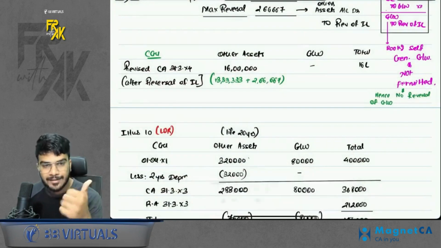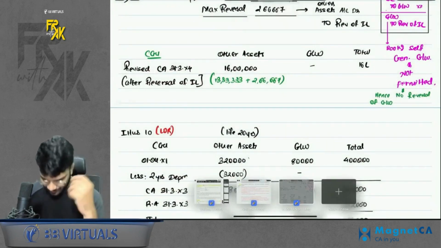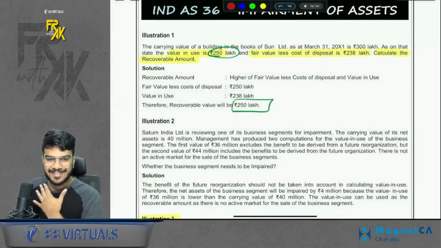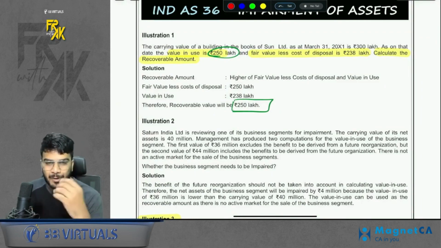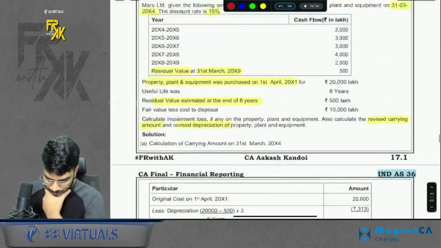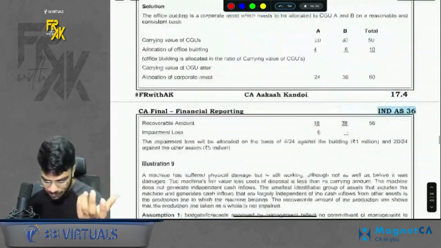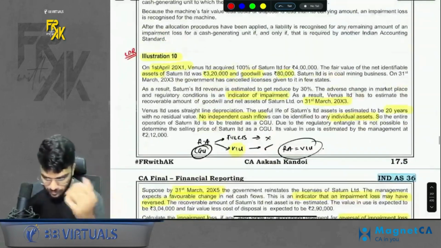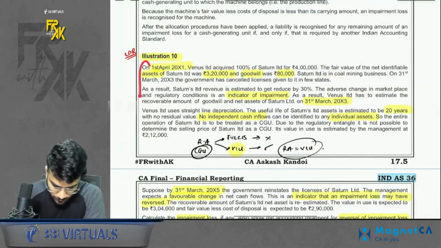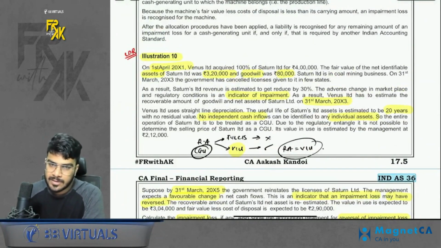Okay, now this was the concept revision. I hope you like it. But the special feature here is we will also revise certain important questions. The ones which are very basic, you can try at your home, you can do them alone also. So one was illustration number 10, which is a good question. It talks about reversal in case of CGU.